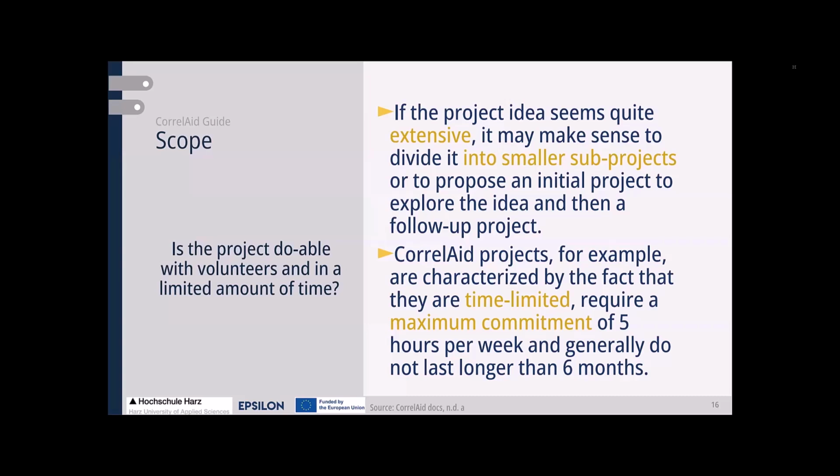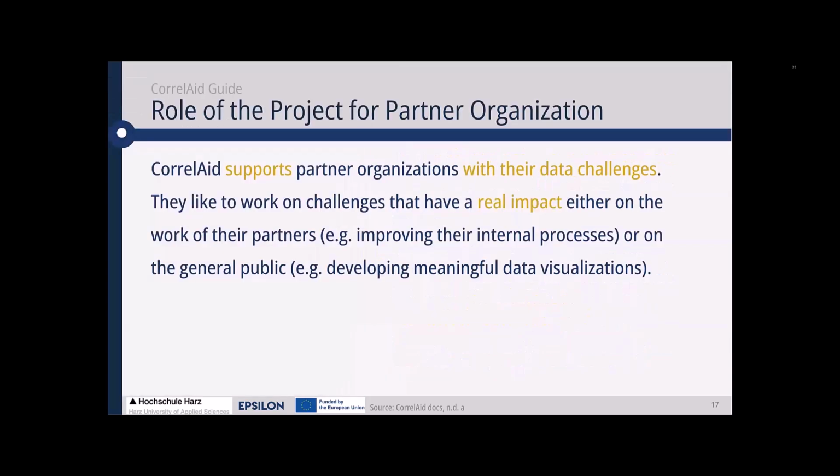Normally, as a rule of thumb, the CorrelAid projects are characterized by the fact that they are time limited, they require a maximum commitment of 5 hours per week, and should not last longer than 6 months. This is a rule of thumb for both sides, so it's easy to communicate for internal purposes to find volunteers, and also when it comes to the acquisition of projects.